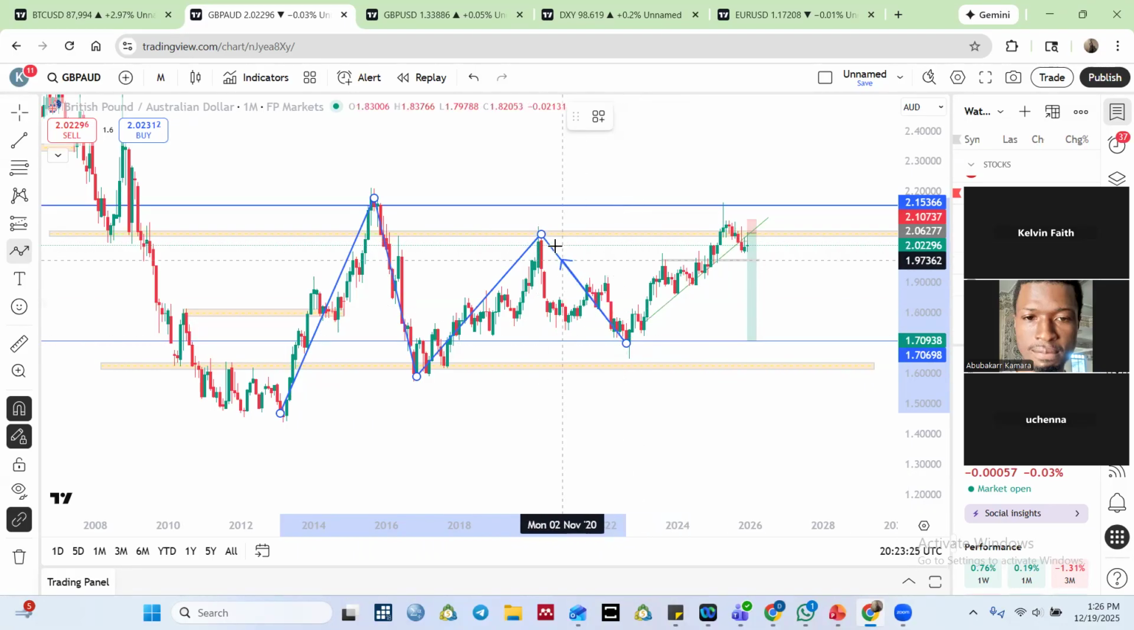This and this are internal structures. If you are counting the external structures, this high and this low, they are not part of it. We can't utilize this area and this area. This and this are the important points for now.